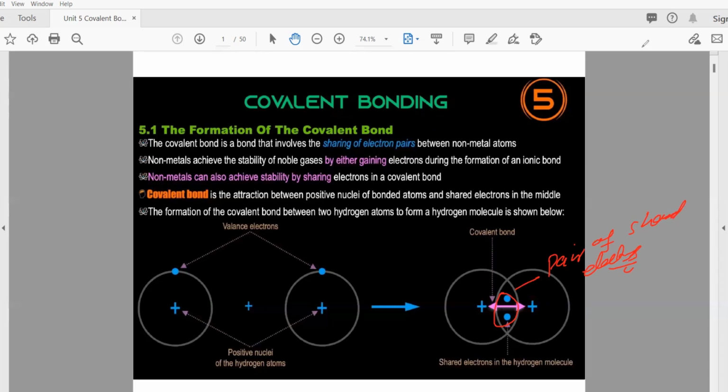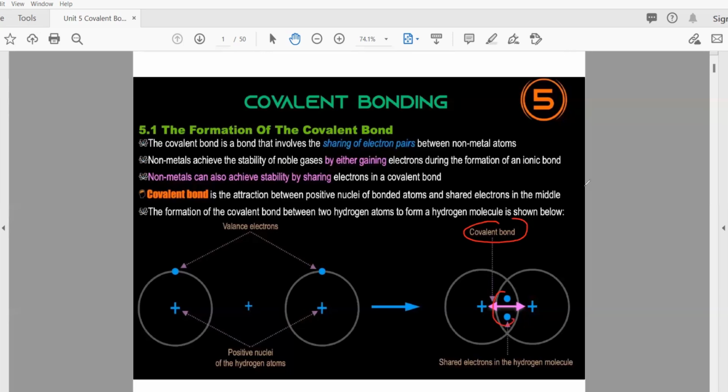Now, for this shared pair of electrons, when you count the electrons for this atom, you count both: 1, 2. So its first shell is complete. Then you count for the other hydrogen, again both: 1, 2. So its first shell is also complete by sharing. When they make a bond like this, that is known as a covalent bond. Each hydrogen atom shares its last electron.